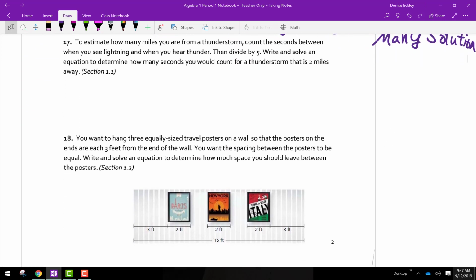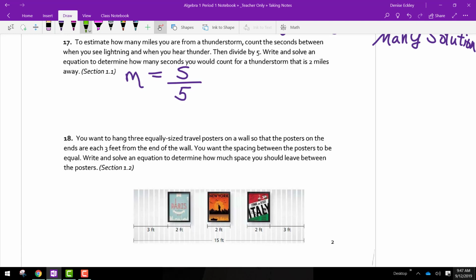Okay, so number 17 says to estimate how many miles you are from a thunderstorm, you count the number of seconds between when you see the lightning and when you hear the thunder. Then you divide by 5. Write and solve an equation to determine how many seconds you would count for a thunderstorm that is 2 miles away. So what they're saying is the miles away that the storm is equal to how many seconds went by, and once you do that, you divide that by 5.